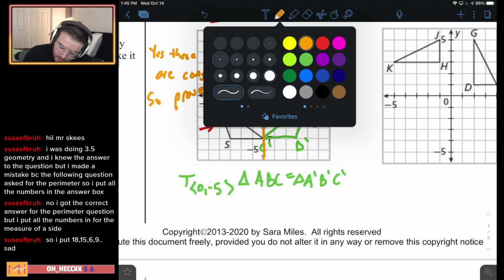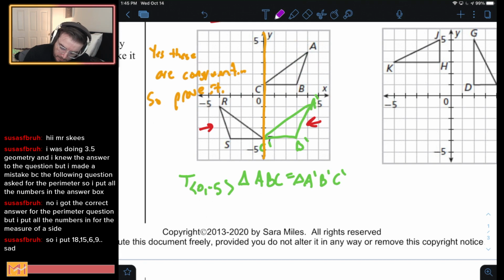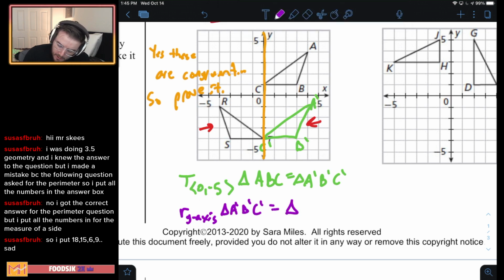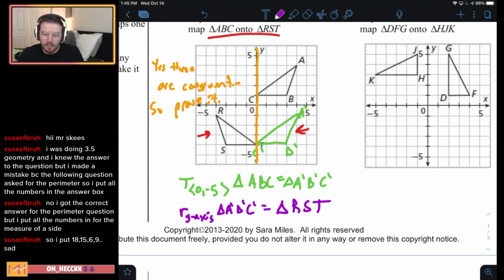So the next step would be to reflect across the y-axis. A prime, B prime, C prime, and it's going to give you triangle RST. Make sense? Hopefully, right? That's why they're congruent, because there's a sequence of transformations.